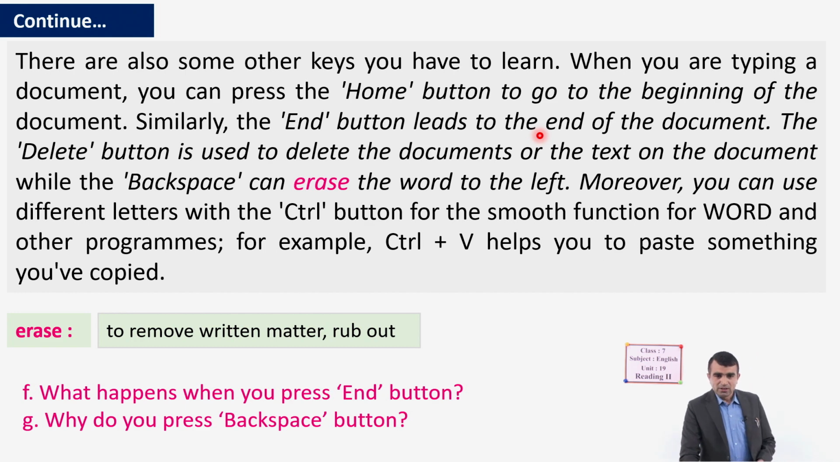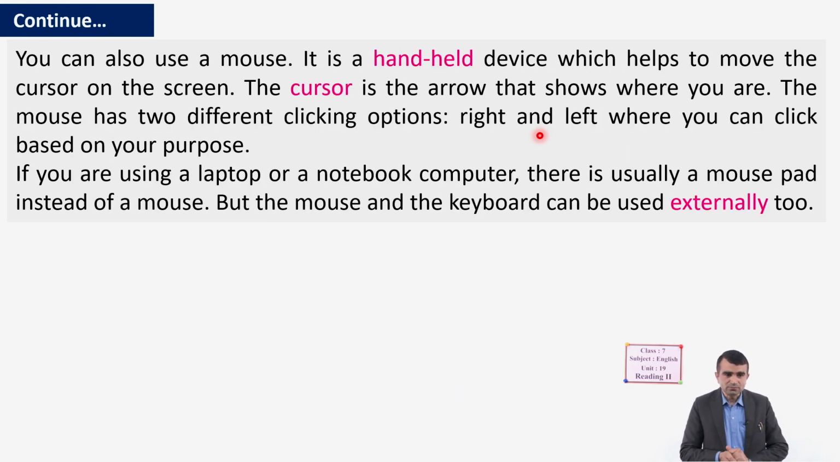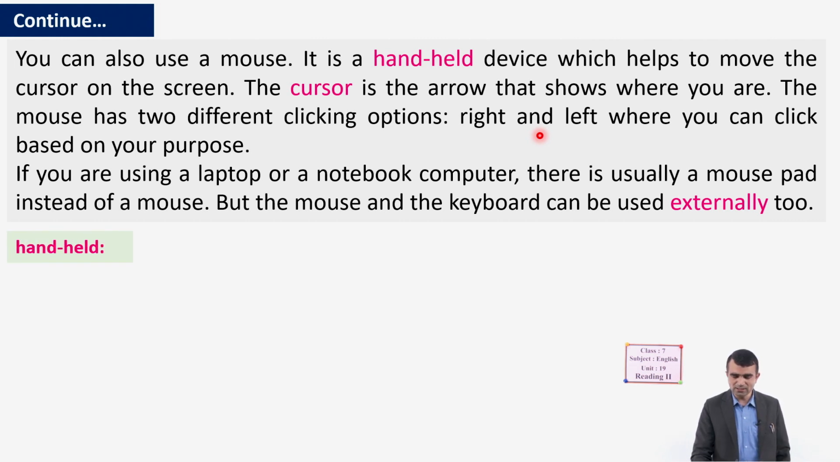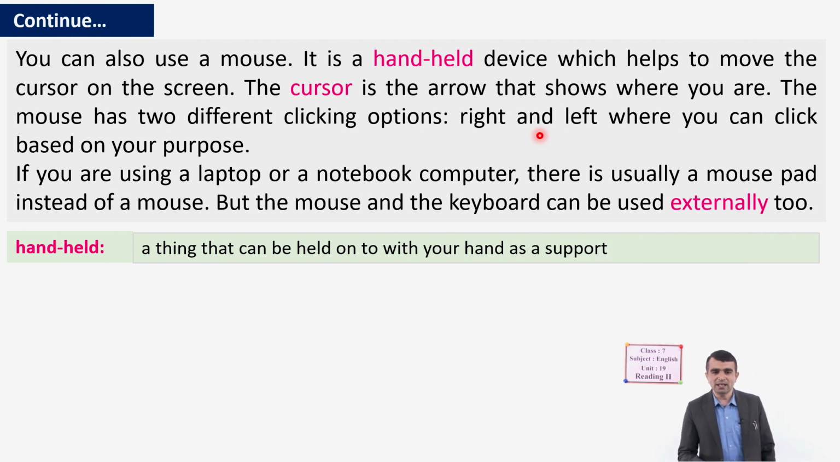Good. Well, now you can also use a mouse. It is a handheld device. Handheld means what? What does handheld mean? That is a thing that can be held onto with your hand as a support. You use your hand to hold it, use it. That is called handheld, isn't it? So mouse is a handheld device, isn't it?